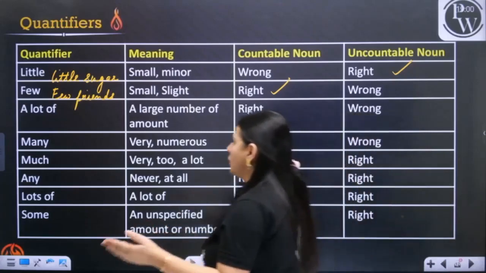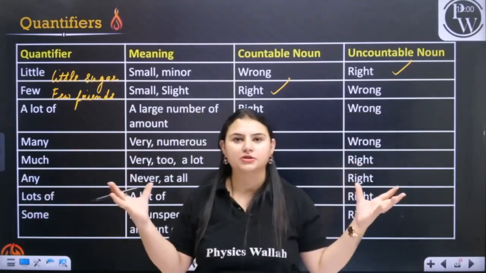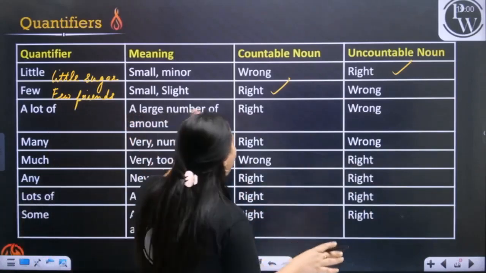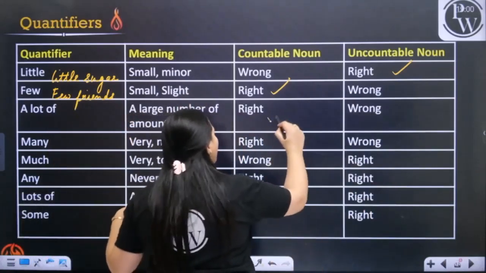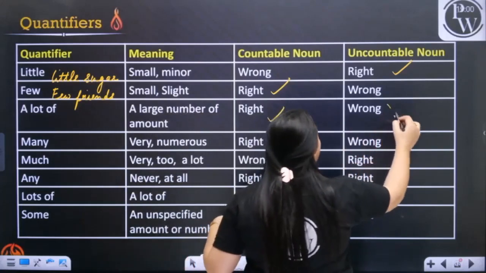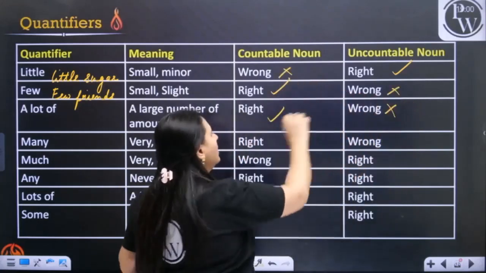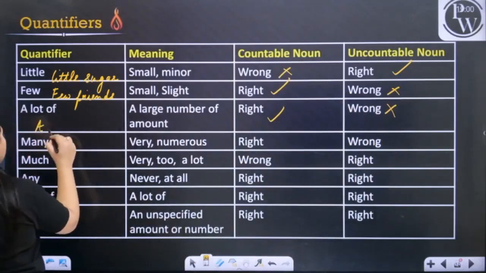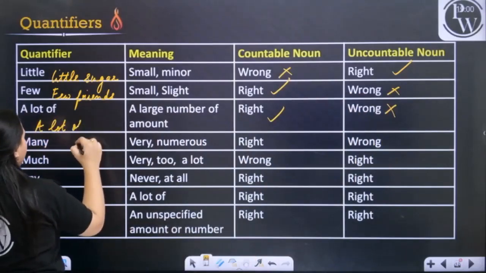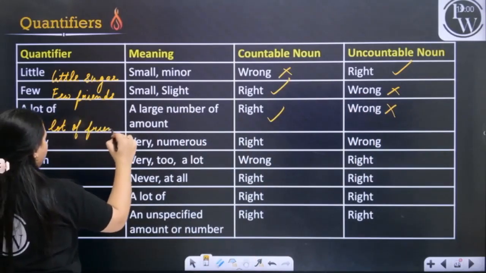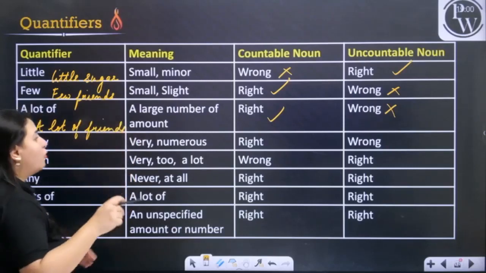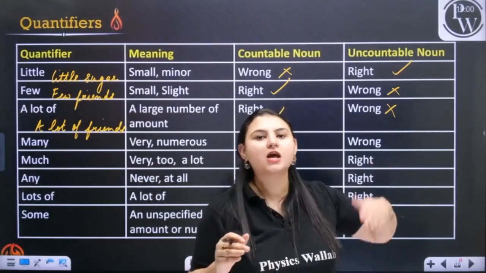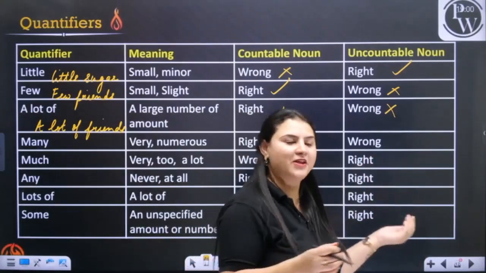Now, a lot of. A lot of means a huge quantity. A lot of is something that we also use only with countable. We do not use it with uncountable. I have a lot of friends. I want to have a lot of sugar, we do not say. Okay? We say, I want a lot of friends.